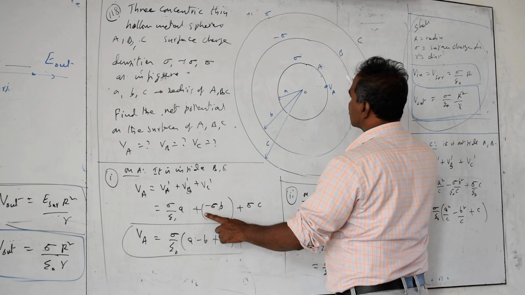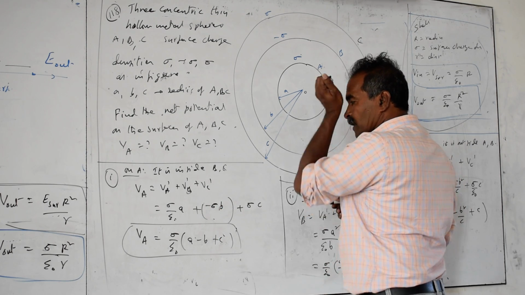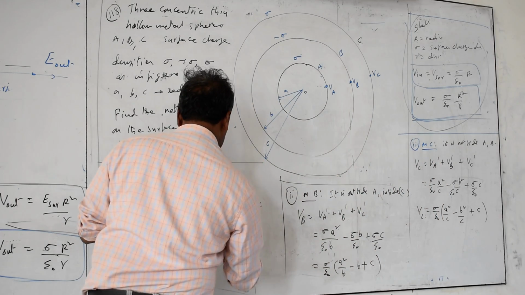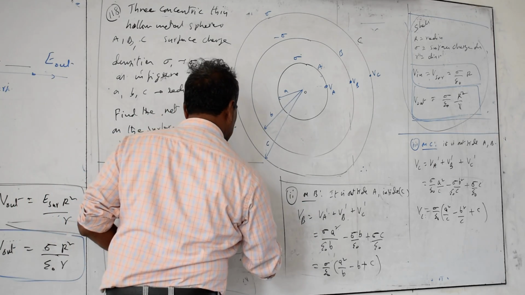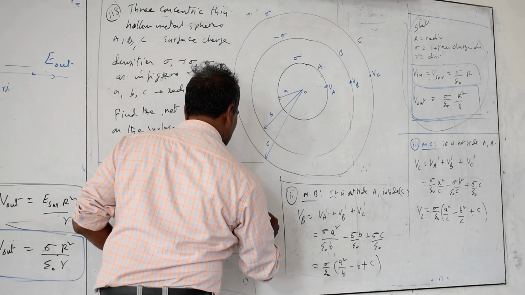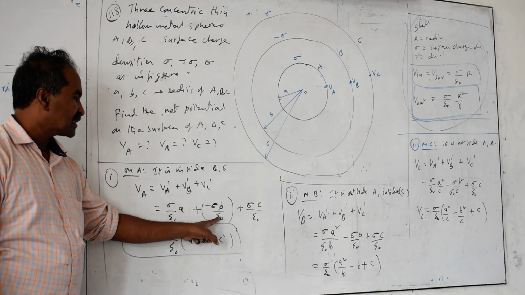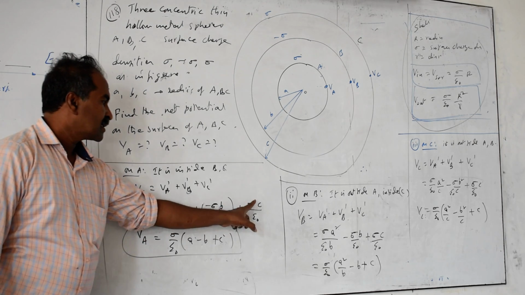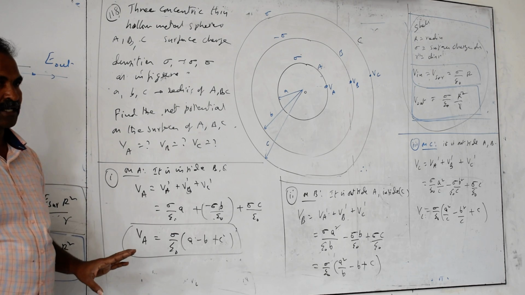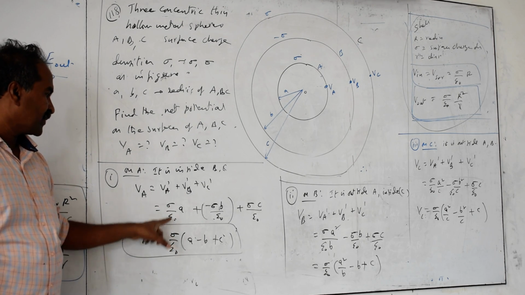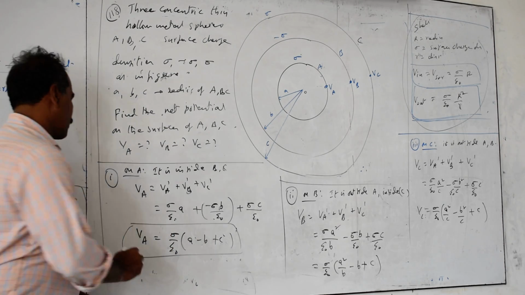The second one is the negative charge, so minus sigma into its radius by epsilon. The third one is also a positive charge, plus sigma into the radius c by epsilon. So you get the relation as sigma by epsilon into a, minus sigma by epsilon into b, plus sigma by epsilon into c, because the points are on the surface or inside. Taking sigma by epsilon common, we get a minus b plus c. This is the potential on A.